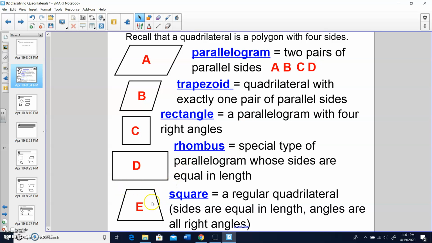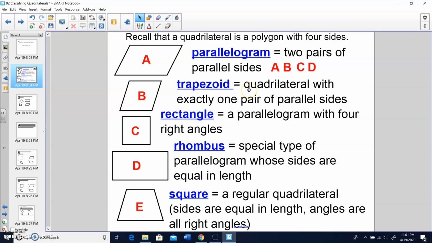E, top and bottom are parallel, but if you look at the right and the left, those sides are slanted in towards each other, so they will eventually touch if we extend those sides out. So that is not a parallelogram. So all of these first four shapes can be called a parallelogram. Those are all parallelograms.